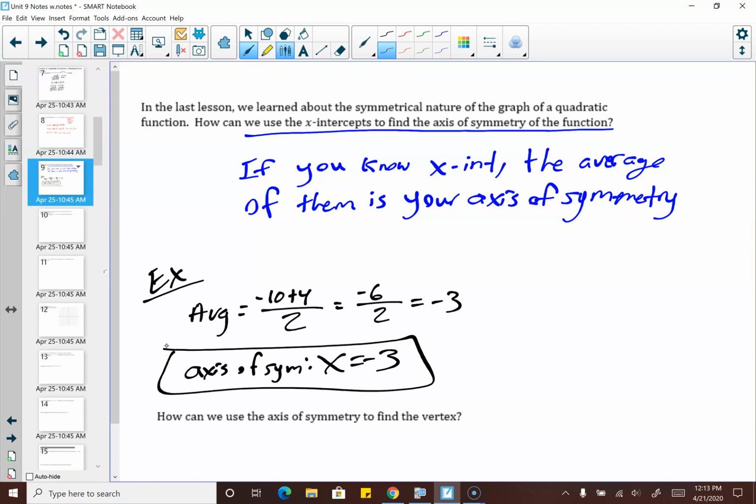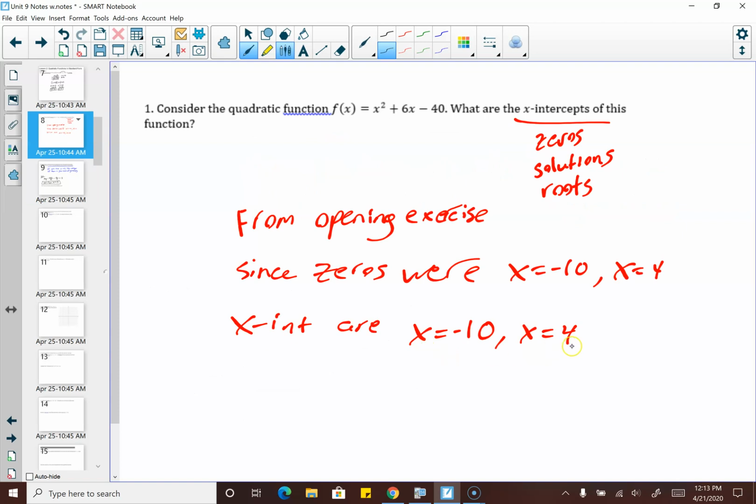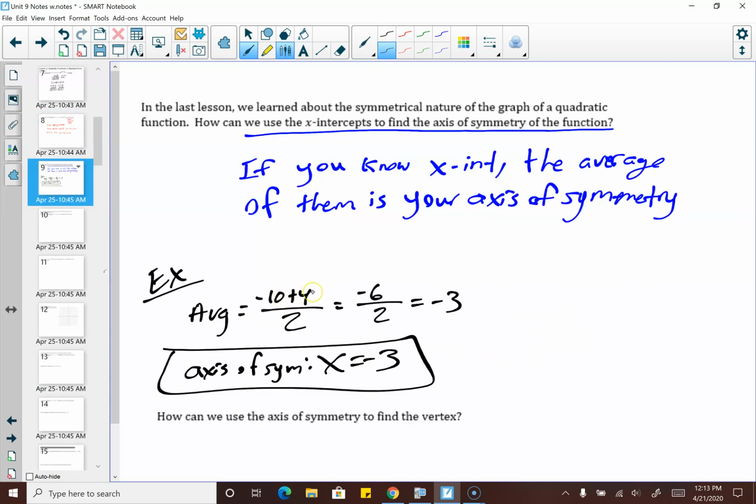Again, you take your two zeros, or your two x-intercepts, which in this case were negative 10 and positive 4. You take the average of them, so you add them up, divide by how many you have, which in this case is 2. Negative 10 plus 4 is negative 6.